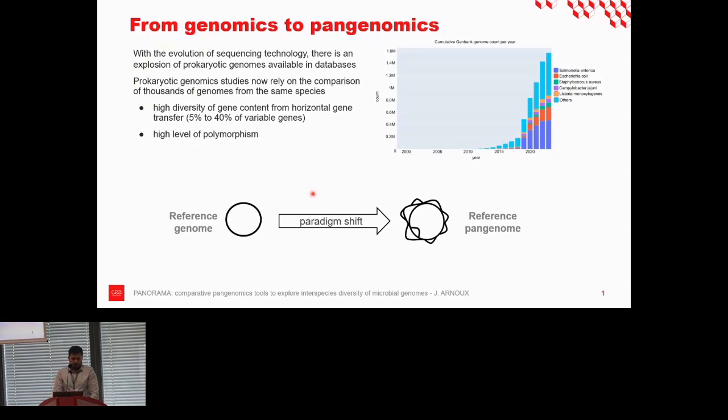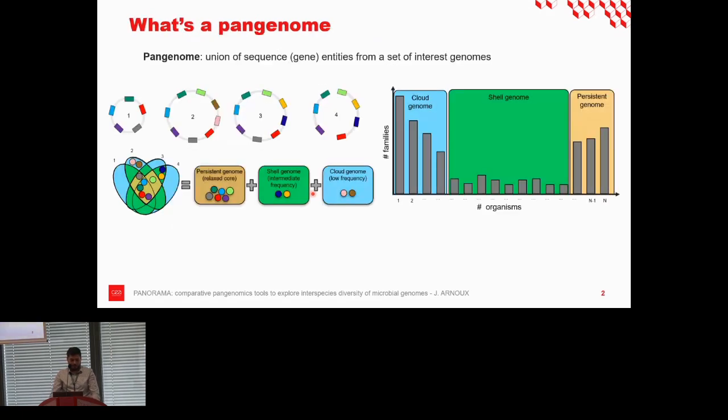But they usually refer to one genome, whereas there is a high diversity of gene content from horizontal gene transfer or polymorphisms. That's why, since a decade now, there has been a paradigm shift from reference genome to reference pangenome. But what's a pangenome? A pangenome is a union of sequences or genes from a set of genomes of interest.